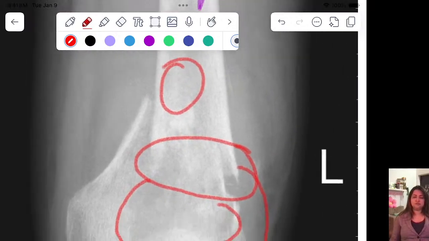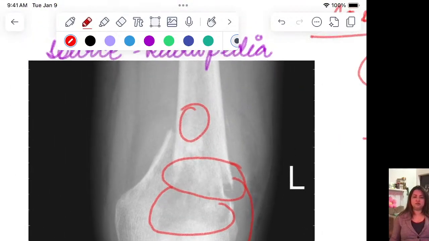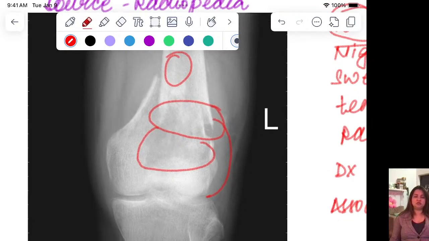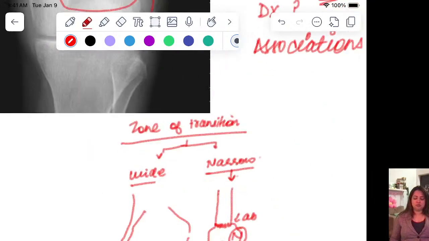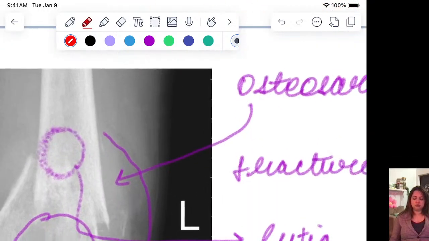So this image has been taken from Radiopaedia. You can see here the lytic lesions, a pathological fracture, and a wide zone of transition. I'm going to explain this image again.